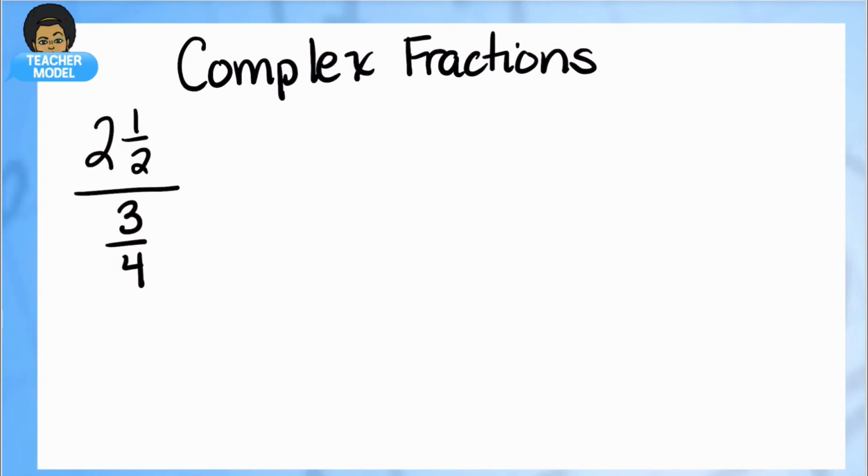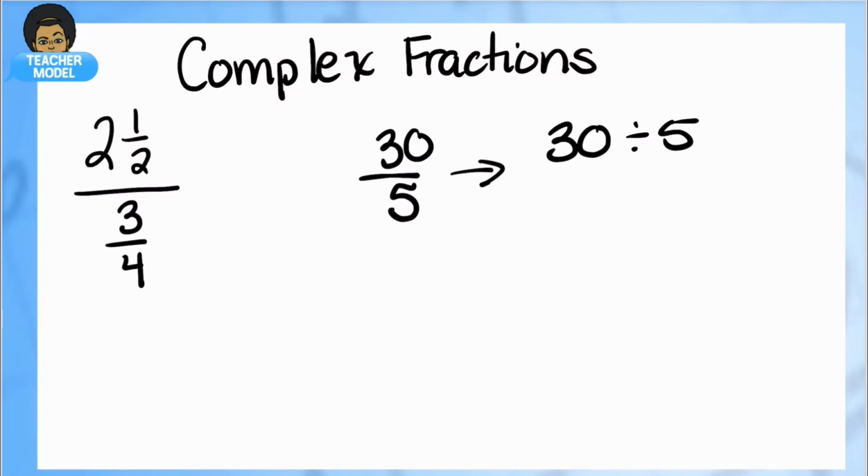Time for another 3-minute review, and in this review we're going to look at complex fractions, which look really scary but are not so bad. Complex fractions are just division problems that are represented in fractional form. We were really getting used to seeing problems like this and reading them or expressing them as traditional division.